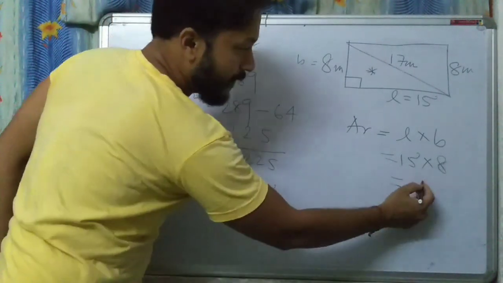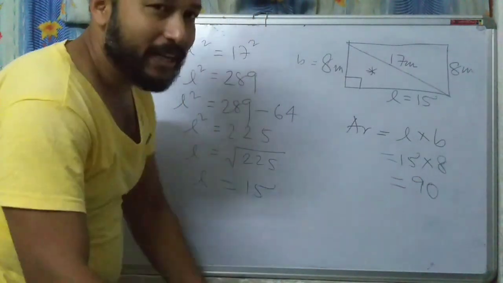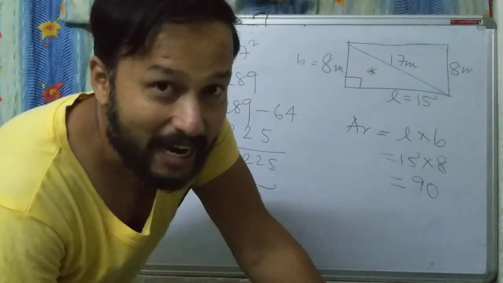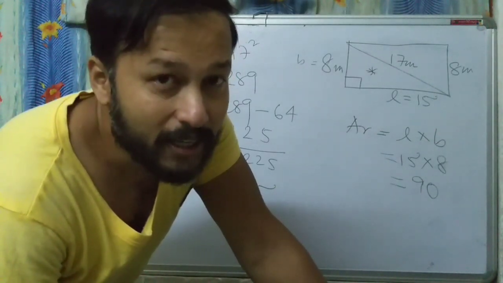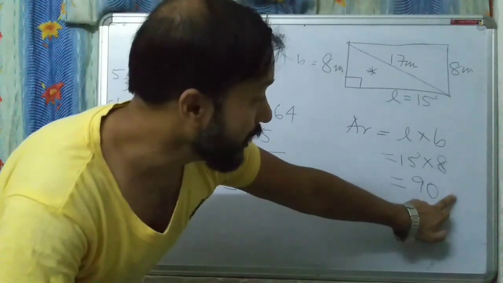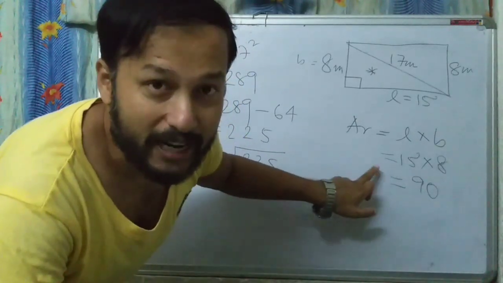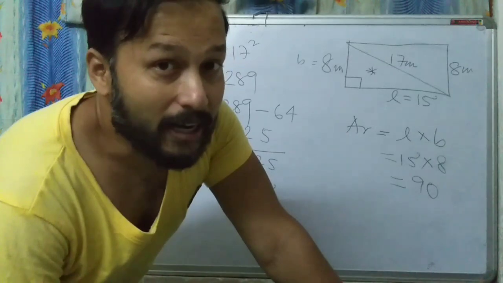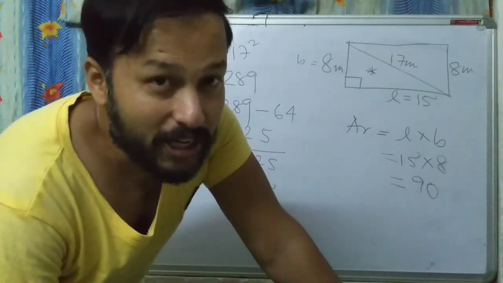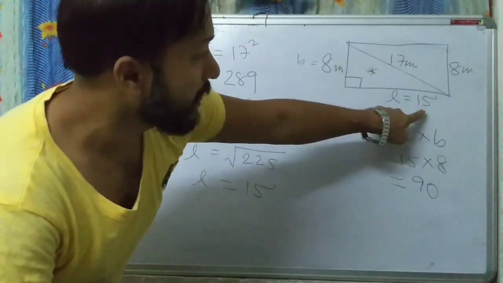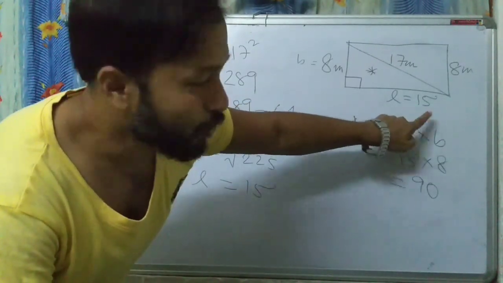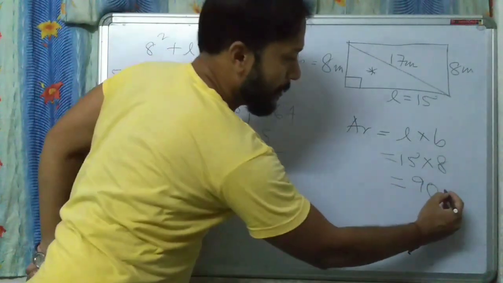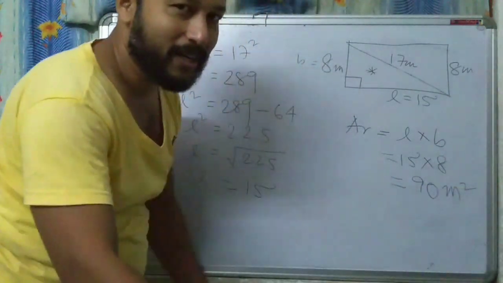Okay, equal to 90. Can you tell me what will be the unit of the area? I told you, if the length and breadth are in meter, here both the length and breadth are in meter, so it should be meter square.